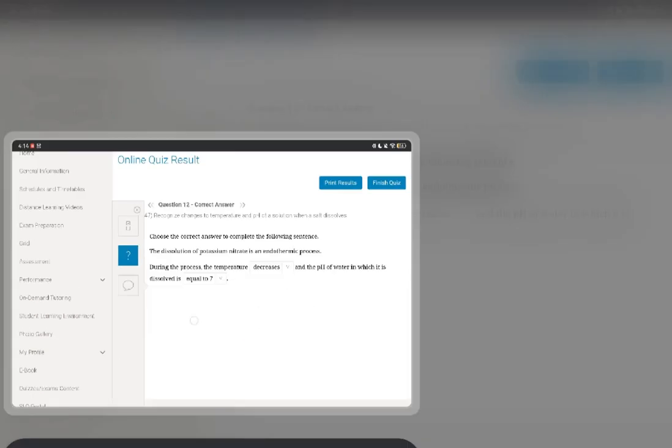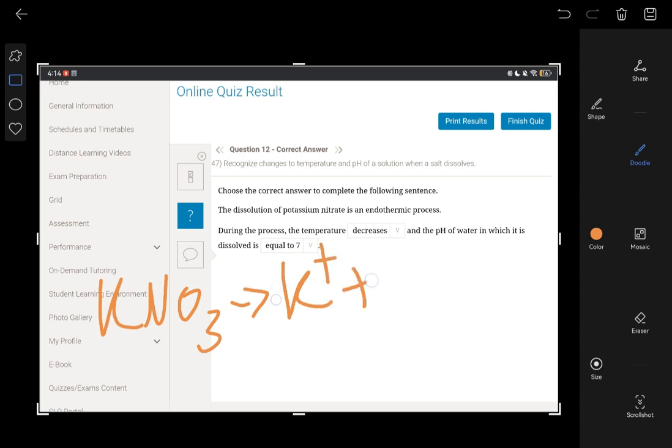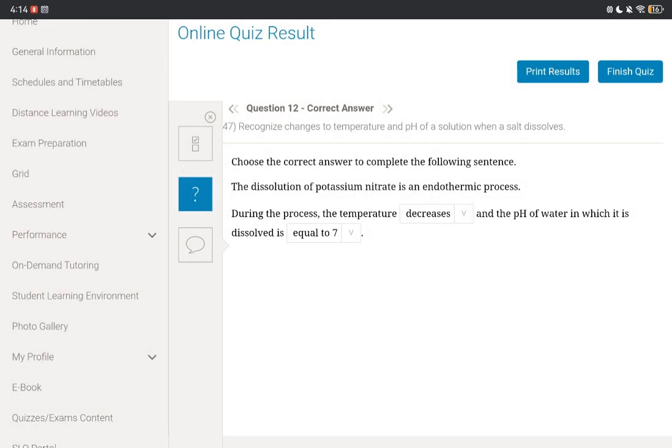This dissolution is endothermic. Look, potassium nitrate, KNO3, when it dissolves into K plus and NO3 minus, it's endothermic, so plus heat. What does endothermic mean? It means it absorbs heat. So it's going to absorb the surrounding heat, which decreases the temperature. And the pH of water, which is neutral, is equal to 7. That's why everything happens in water.